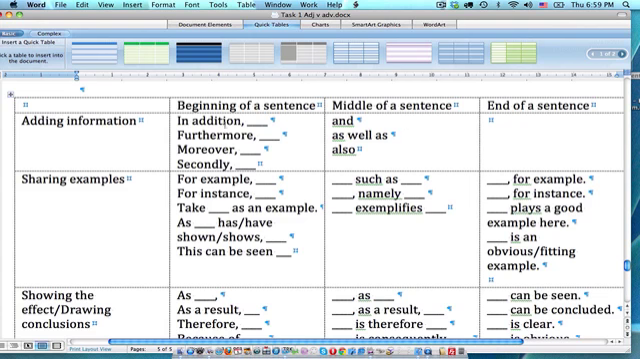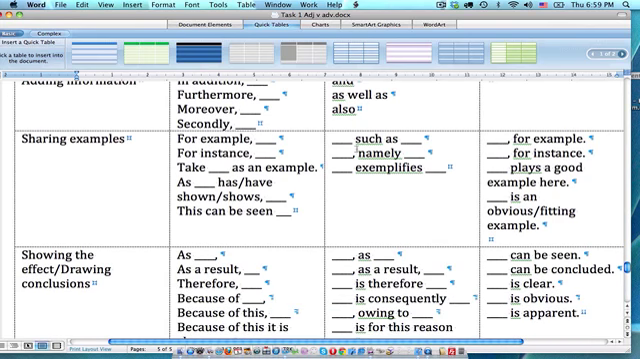So for adding information, we had in addition, furthermore, moreover, and secondly. And please note the commas after each of those. And then in the middle of the sentence, we could use "and," "as well as," and "also." Sharing examples: for example, for instance, comma, comma. Take blank as an example, full stop. We don't continue this sentence. We start a new sentence after this.